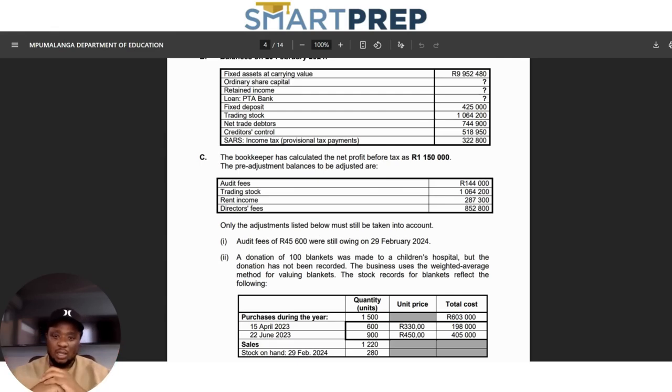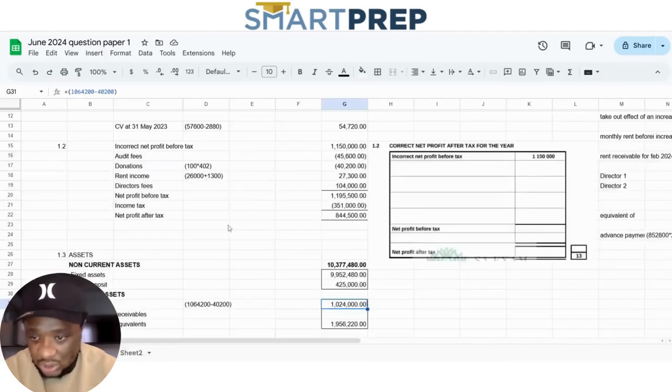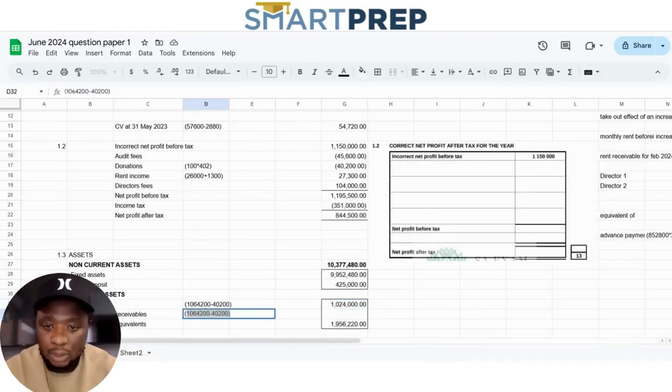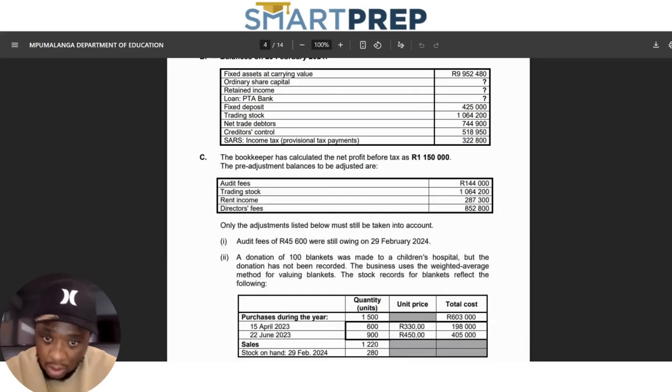Now let's get into the things that actually do affect trade and other receivables. Firstly, we're given net trade debtors. The fact that they gave us net trade debtors means there's already a subtraction of the provision for bad debts, because net trade debtors means that you took your debtors control and subtracted your provision for bad debts. So in this case, we don't need to work out any provision for bad debts, but we're going to open a bracket and say the amount that you're going to be starting with is 744,900. And let me also just make sure that I got it right.